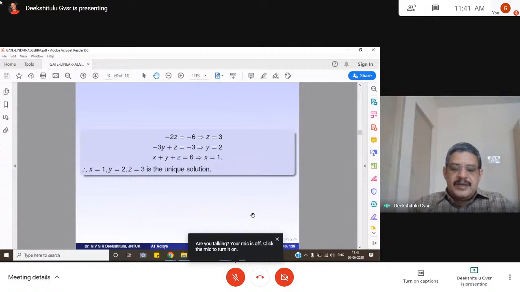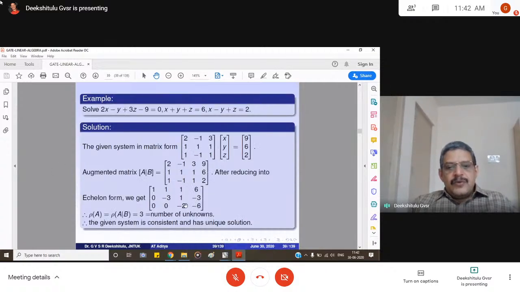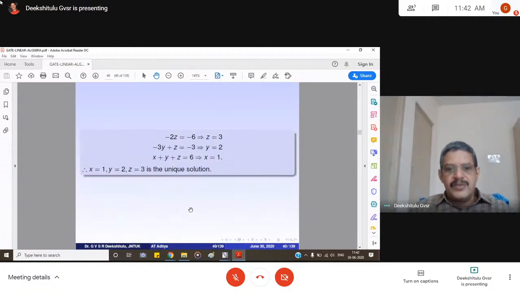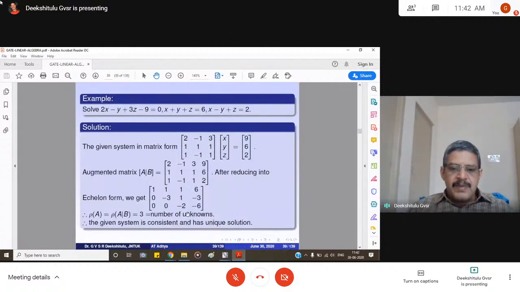Once it is established that the system is consistent, then you can go for the solution. Now go back from this echelon form matrix to the equations. What is the equation corresponding to the last row? Minus 2z is equal to minus 6, or z is equal to 3. The last but one row is minus 3y plus z is equal to minus 3.